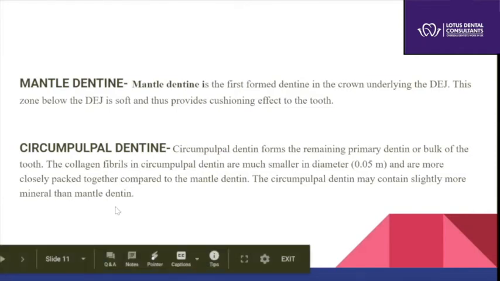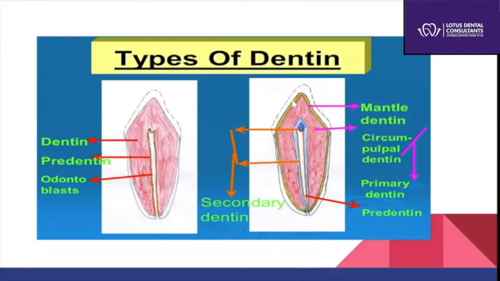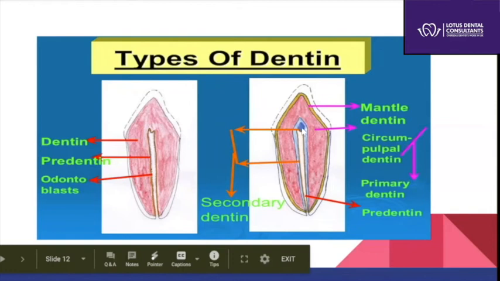I've compared both the dentines here, the primary dentines. I have put a diagram here. Mantle dentine is this dentine. We told you it is just below the DEJ, under the crown. And this is the circumpulpal dentine. Circumpulpal means circumscribing the pulp, so it is around the pulp. It surrounds the pulp.